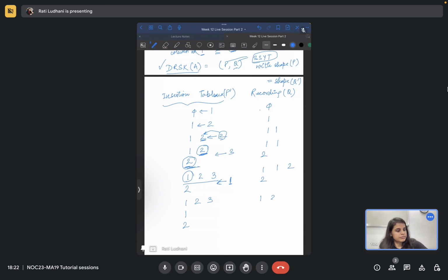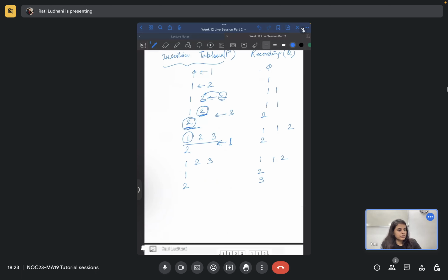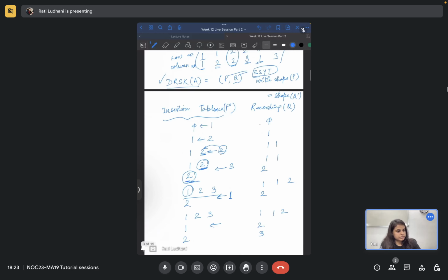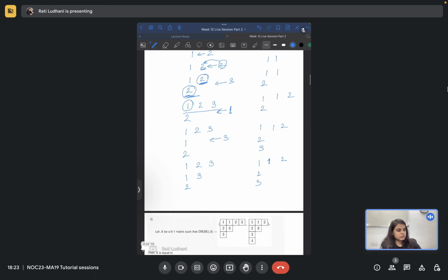So you have 1 1 2 2, and the last row will be, we inserted 1, so the corresponding number is 3. Now we'll insert 3. Where will it go? In the first row, 3 will be bumped out and it will go to the second row, and we'll get 1 3. So 1 1 2 2 3, and the corresponding second row, 3, exactly.